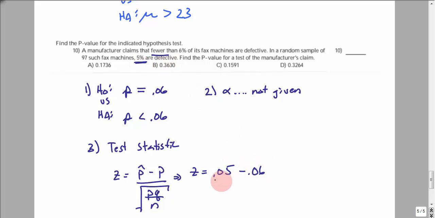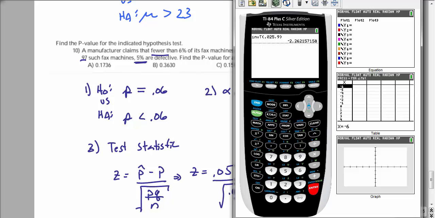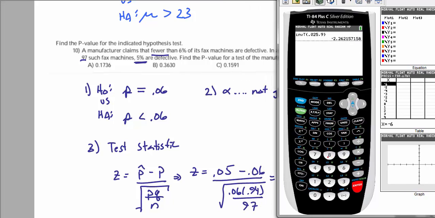p is 0.06, square root of 0.06 times 0.94, divided by n. n in this case is 97. Okay, so now we have to be really careful about how we plug this into the calculator. So in the numerator I have the difference, 0.05 minus 0.06.